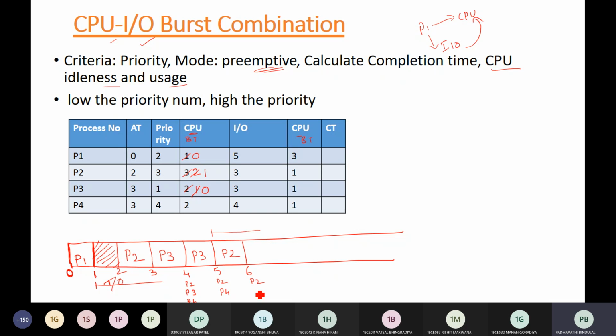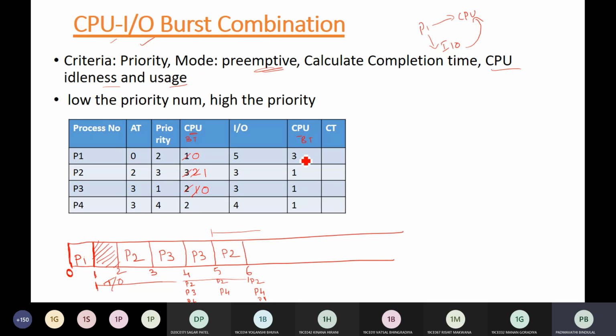Again you have P2 and P4 in your system. Now if you carefully observe, the IO for the first process was for 5 seconds. So the IO started here: 1, 2, 3, 4 and 5. That means up to the 6th second P1 was doing its IO. Now it has completed its IO and it is back into the ready queue. Now along with P2 and P4, you also have P1 in the ready queue.